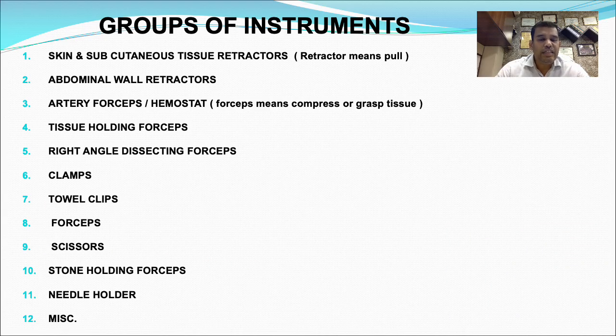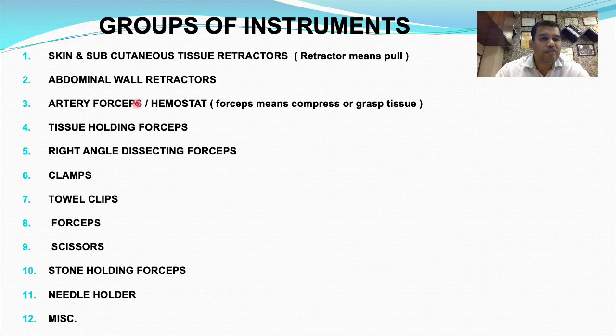Now coming to the instruments, we have divided them into various groups so that you can understand them a little better. First is skin and subcutaneous tissue retractors. Retractor means it will pull the tissue so that you have a better view of the organ or the pathology which you are going to operate. There is a group of retractors used only for skin and subcutaneous tissue. Second is retractors used for retraction of the entire thickness of the abdominal wall, used when you are doing an intra-abdominal surgery.